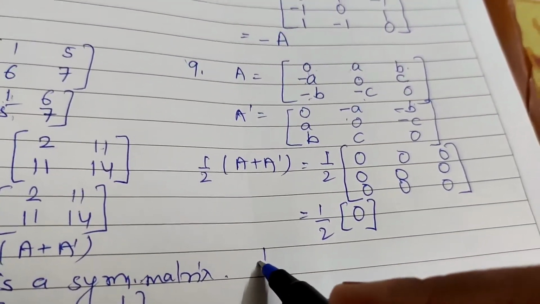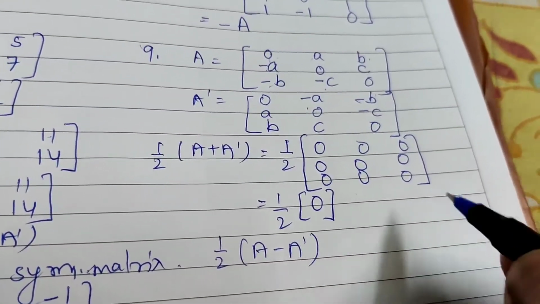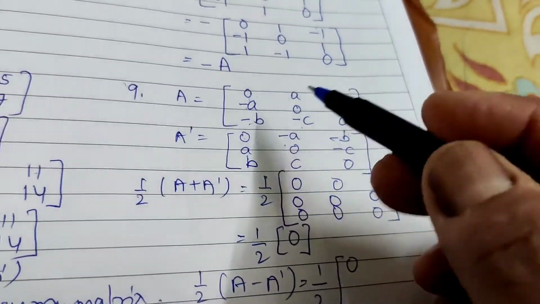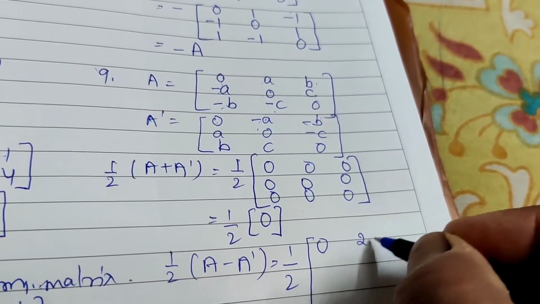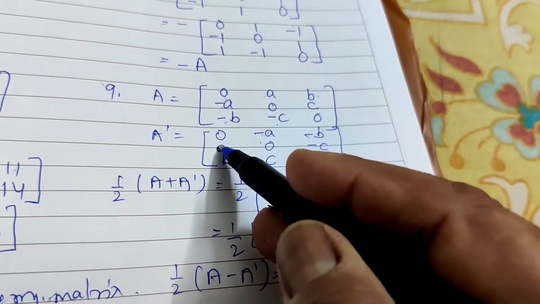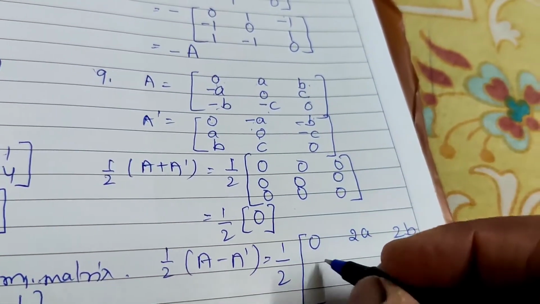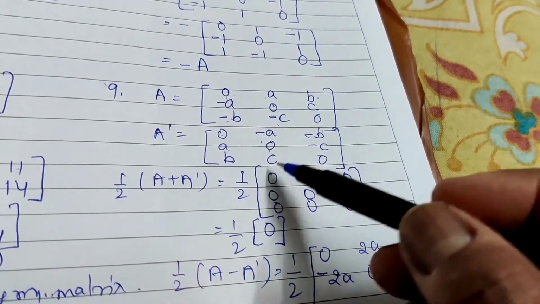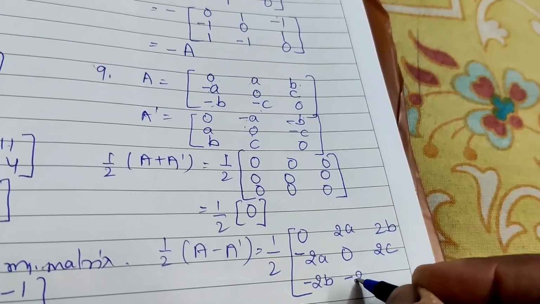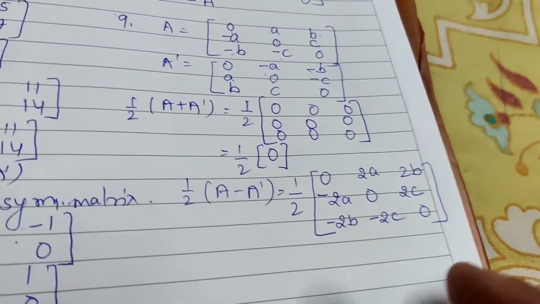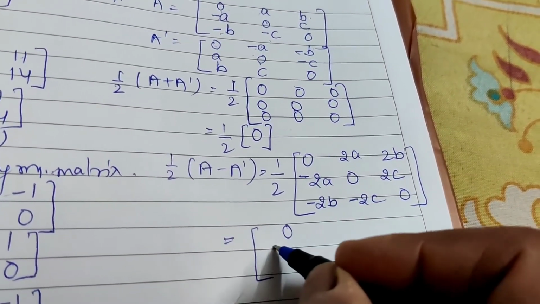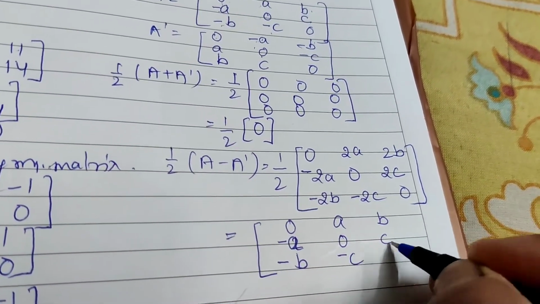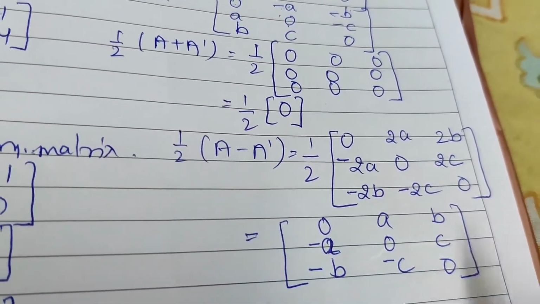Next, half of A minus A dash. Now subtract first element from first, 0 minus 0 is 0, A plus A is 2A, 2B, minus 2A 0 2C, minus 2B minus 2C 0, and half of it means 1 by 2, take common: 0 A B, minus A 0 C, minus B minus C 0. This is half of A minus A dash.